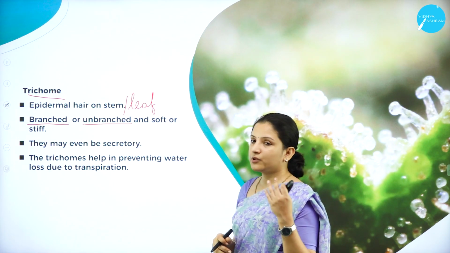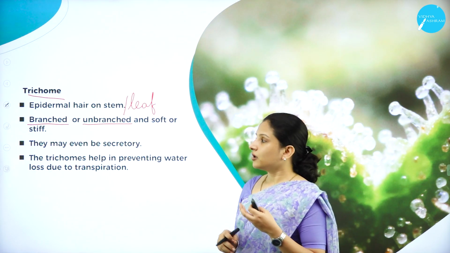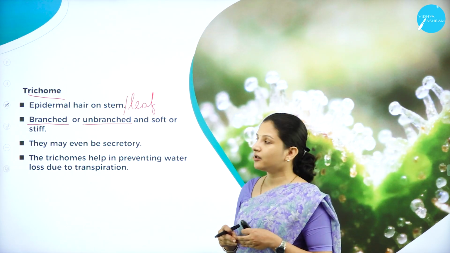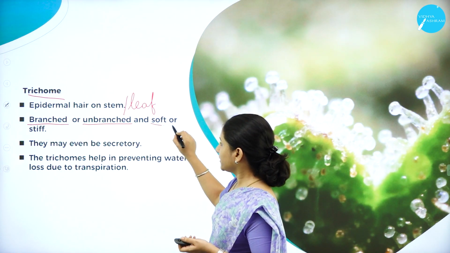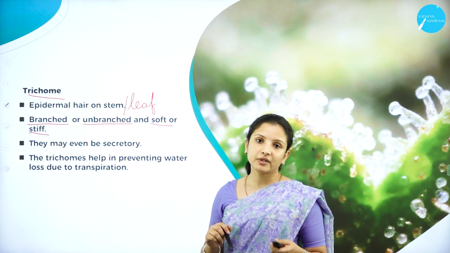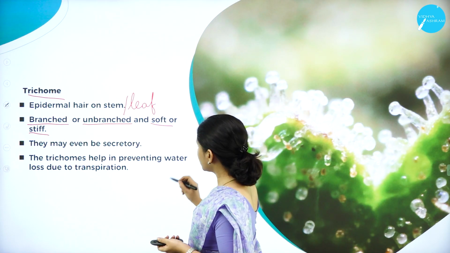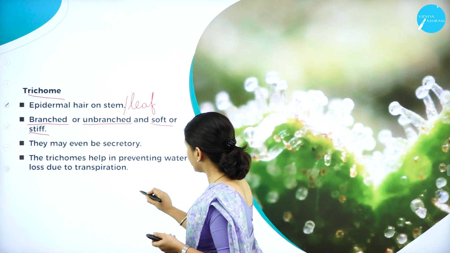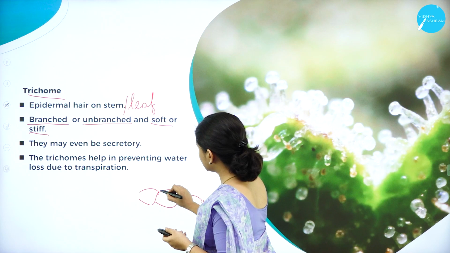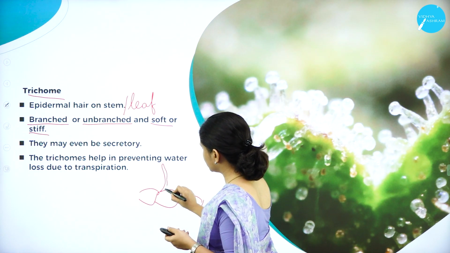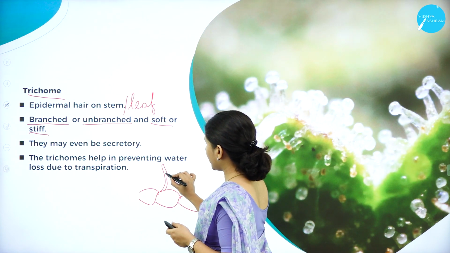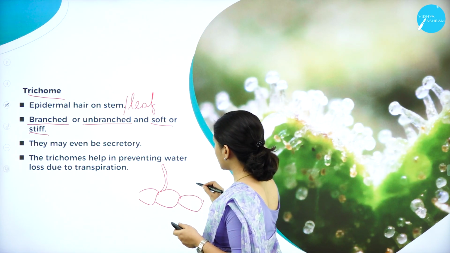The branching and unbranching depends on the type of cell division taking place there, and sometimes it can be either soft or stiff. Why? Because it depends on the environment or the habitat in which it is growing. If a trichome is unbranched, say for example, this is the epidermal cell and the trichome is arising somewhere from here, that is the shoot hair or the leaf hair. So it is unbranched. It doesn't have any branching.